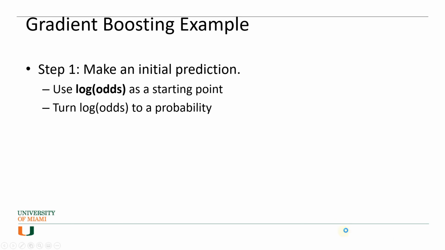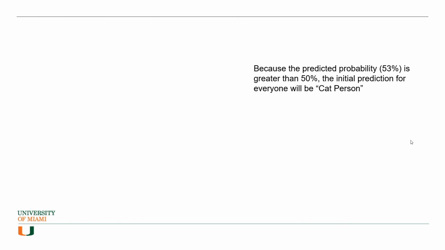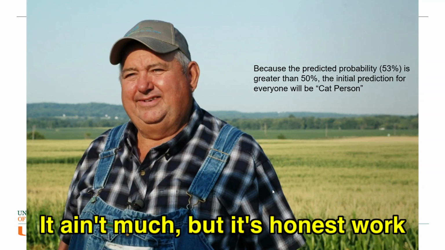In other words, this 53% is the initial probability that we have predicted for everyone to be a cat person. So it ain't much, but it's honest work.